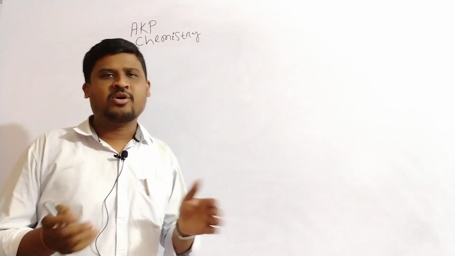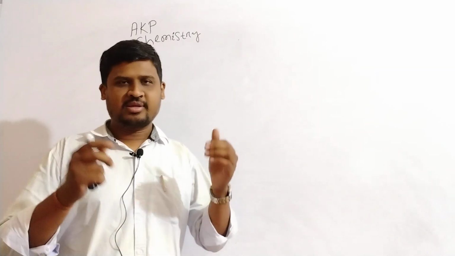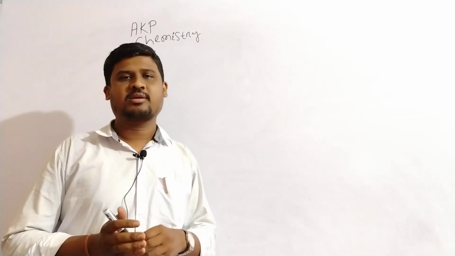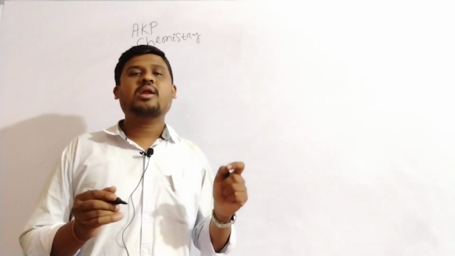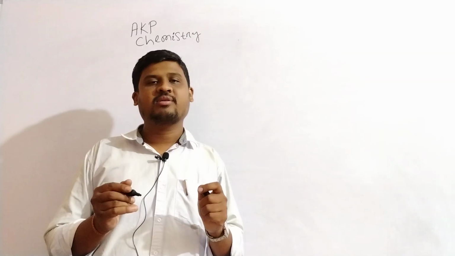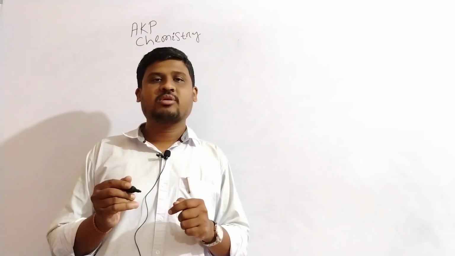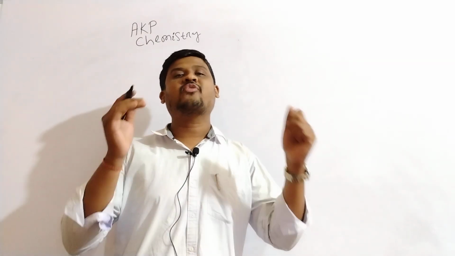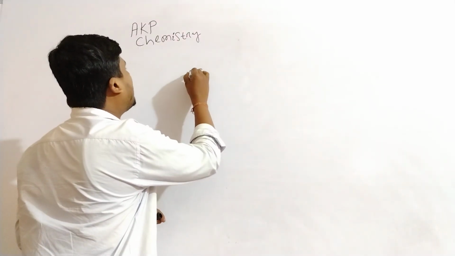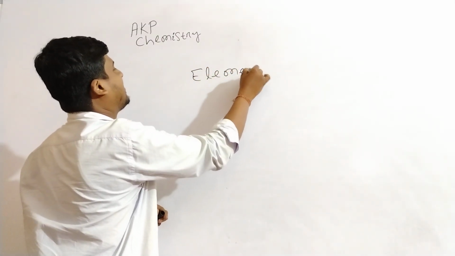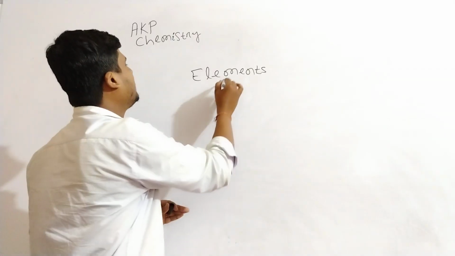In the previous class, we discussed the classification of matter: physical classification, chemical classification, and the classification of pure substances. We classify pure substances into two types: one is element and the other is compounds. We already discussed what elements and compounds are. Today we will discuss the classification of elements. Elements are classified into three types.